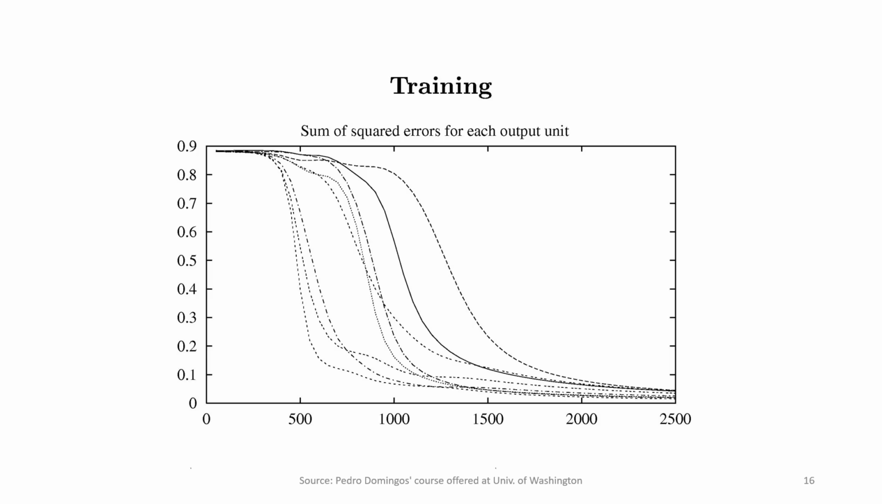And this is simply showing how learning proceeds. These are sums of squared errors for each of the output units, and on the x-axis, I guess, we have the number of learning iterations. As we can see, over a number of learning iterations the error goes to 0, which means the network has learned the desired function.